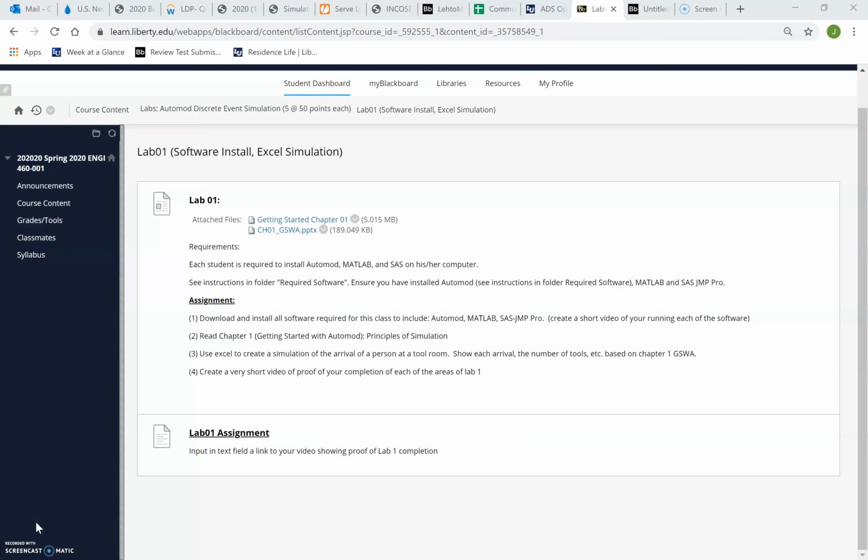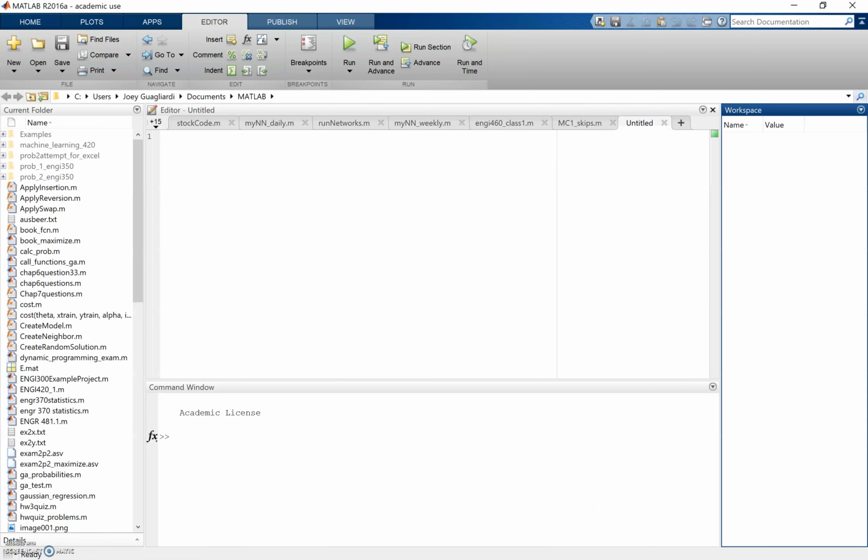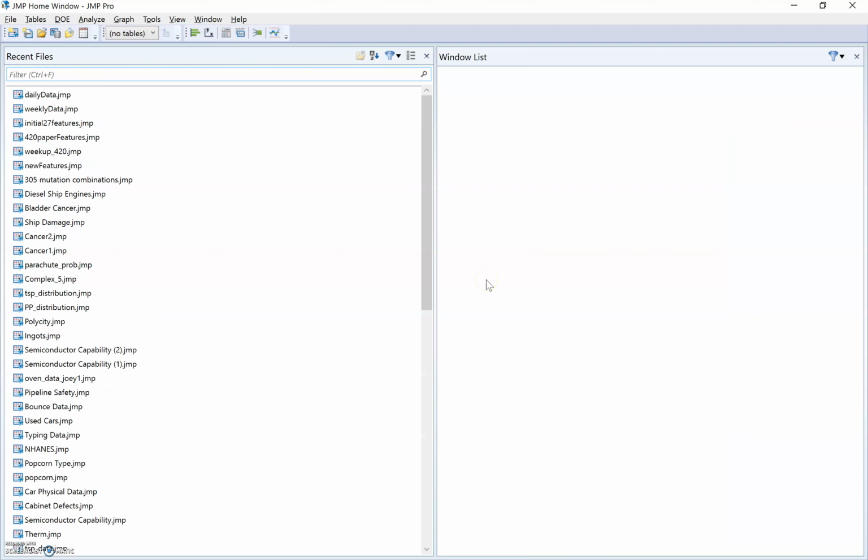I'm a senior industrial engineer taking ENGI 460. For lab one, I first had to install a couple of different software packages, two of which I already had, MATLAB and SAS JMP, and of course AutoMod. So AutoMod we got downloaded here. Definitely excited to get to use this software and see what it's capable of. And here's MATLAB. And here is SAS JMP Pro 14, which actually has 40 days left on its license.